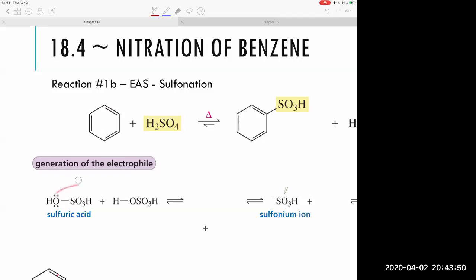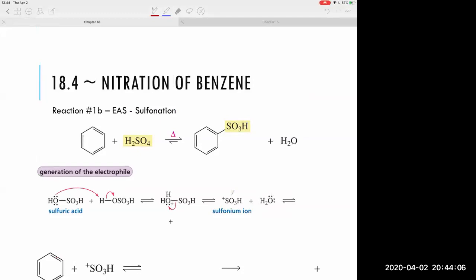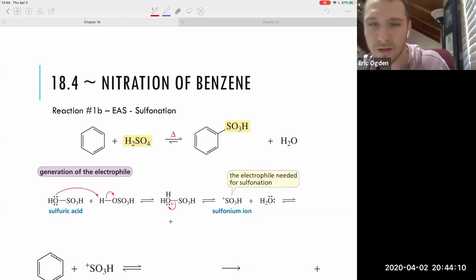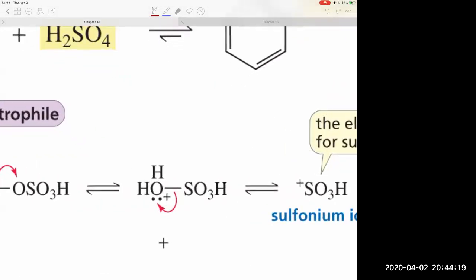All right, so we're going to protonate that OH group. This is going to form our good water leaving group that gets kicked off, and that's what forms our sulfonium ion. Okay, and again, how does the sulfonium ion have a positive charge on it? Because this pair of electrons gets taken from it and donated to that water.